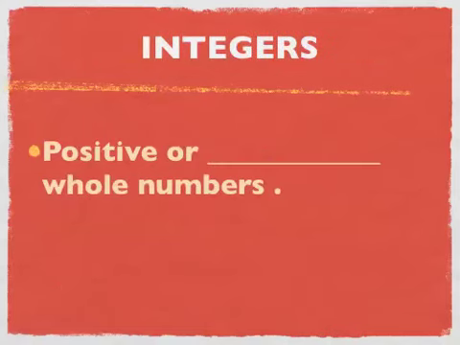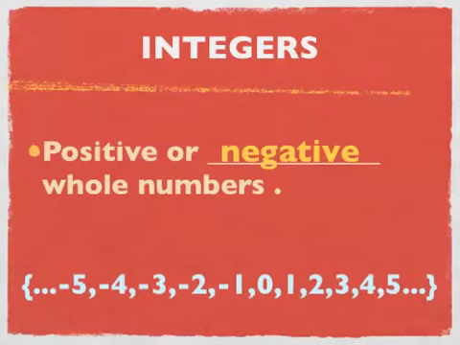Integers are positive or negative whole numbers. So integers are not fractions or decimals. They're going to be positive or negative whole numbers. So if you notice, I have an ellipsis, which means that I could keep going on and on and on in the negative direction. And then I have -5, -4, -3, -2, -1. 0 is included. 1, 2, 3, 4, 5, and I can keep going on and on in the negative and the positive direction as long as they are whole numbers.